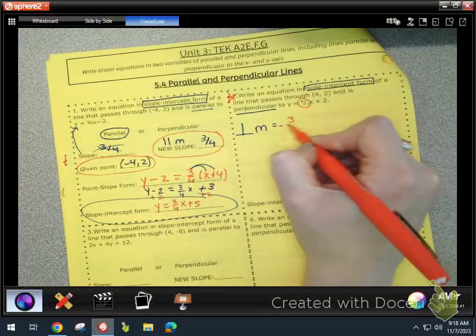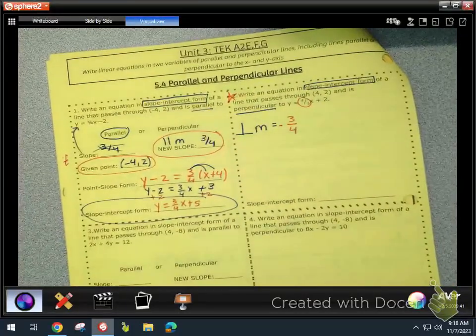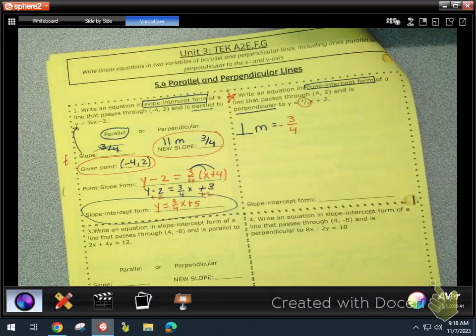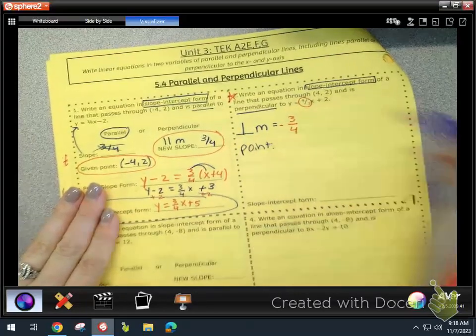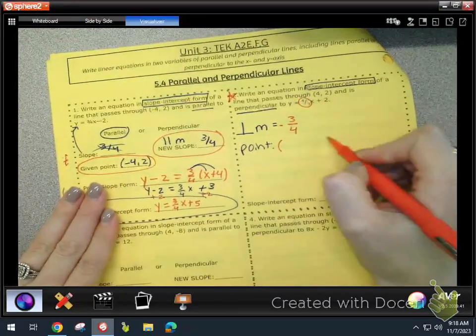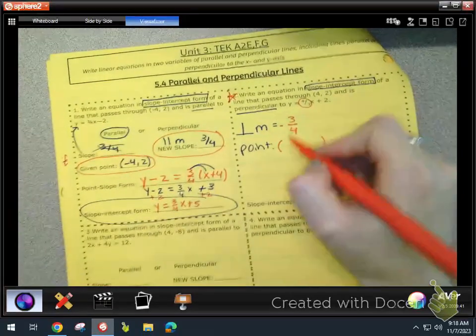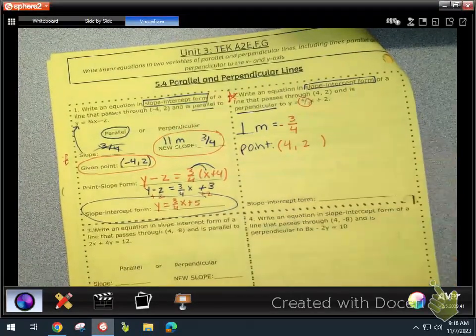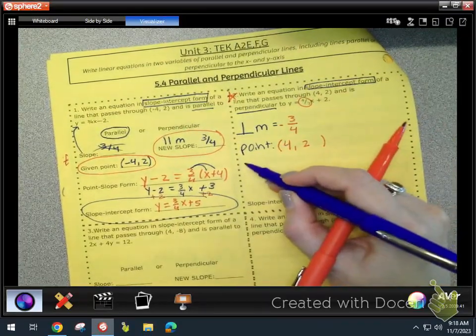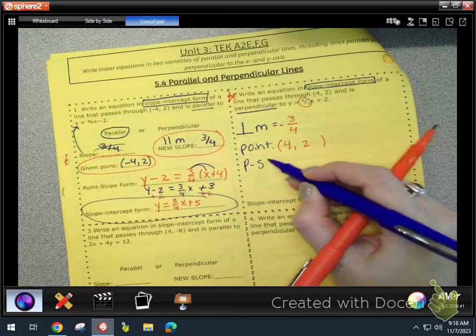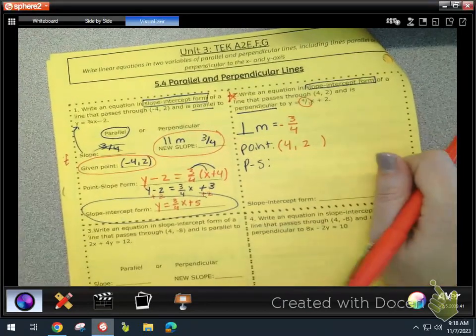Perfect. -3/4. The original guy was positive. Perpendicular's got to be negative. Flip the fraction. Okay? So that's what I need. That's the M I need to use. What's the point I need to use? That's in the problem. What does the problem say? What point? 4, 2. All right, where do we have to go before we can get to slope-intercept form? We have to make a pit stop in point slope, and you can call that PS to abbreviate.